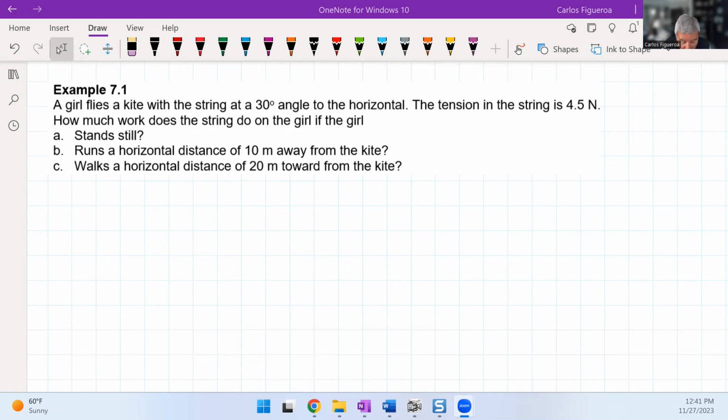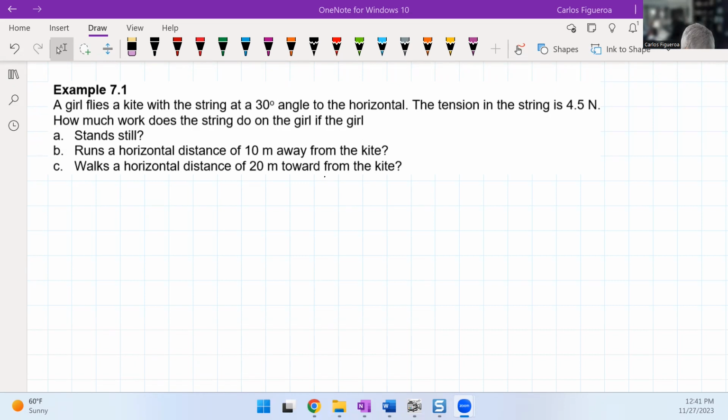A girl flies a kite with a string at a 30-degree angle to the horizontal. The tension in the string is 4.5 newtons. How much work does the string do on the girl if the girl (A) stands still, (B) runs a horizontal distance of 10 meters away from the kite, and (C) walks a horizontal distance of 20 meters towards the kite?